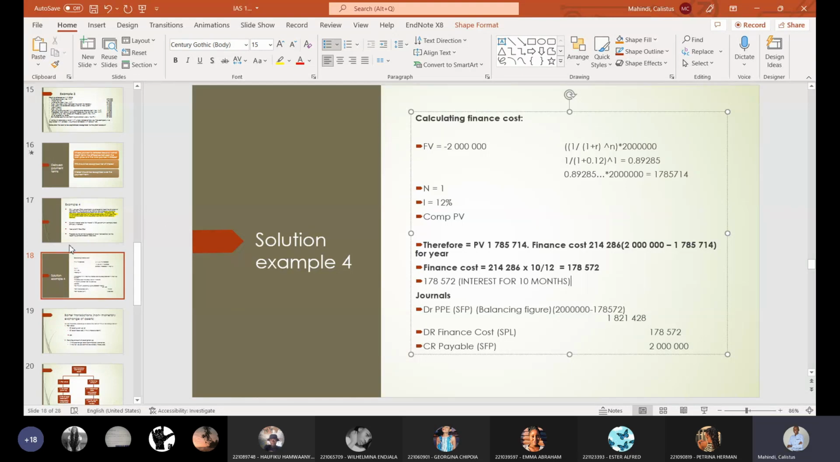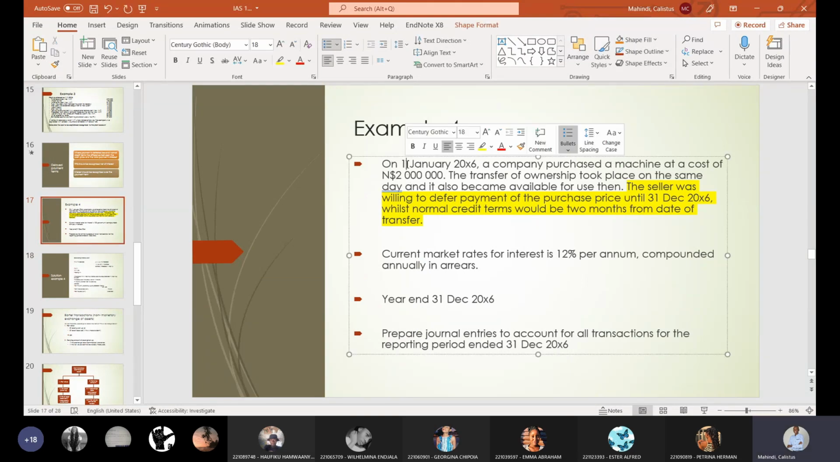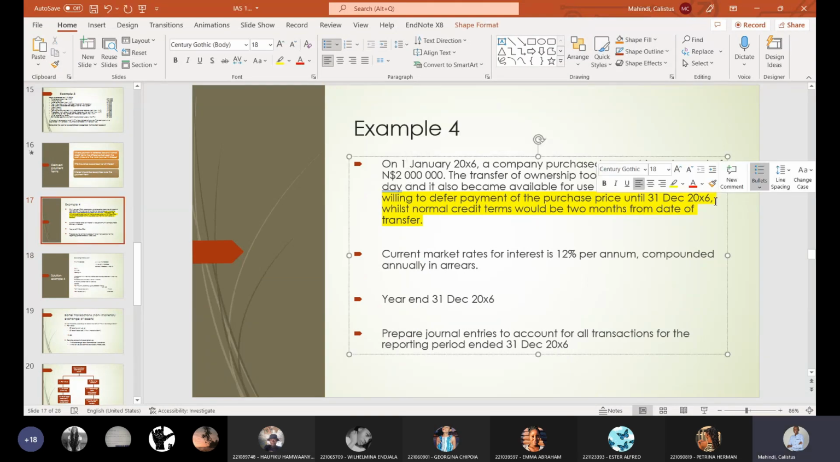Because when did this transaction take place? It took place in January, and your payment is only in December. So that December is already a whole year. It's 12 months after the date that the transaction took place. That is why we had to calculate the interest for the whole year.